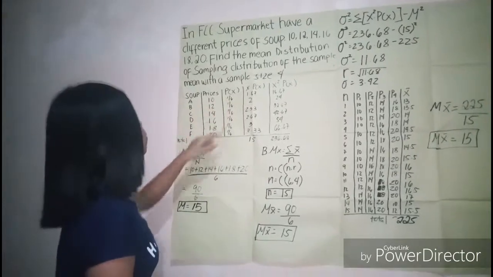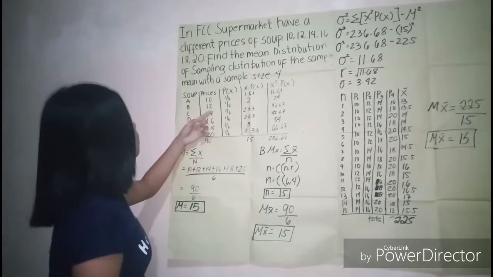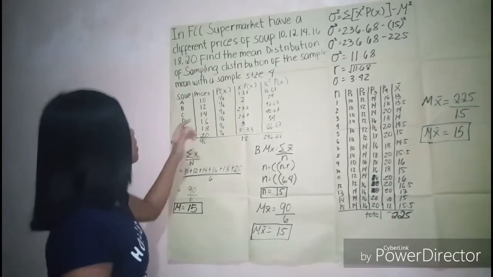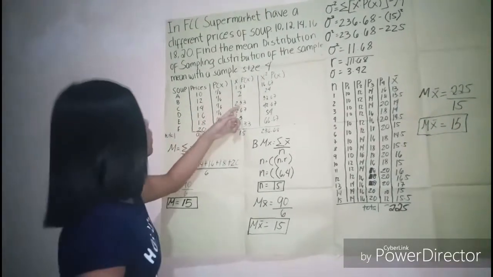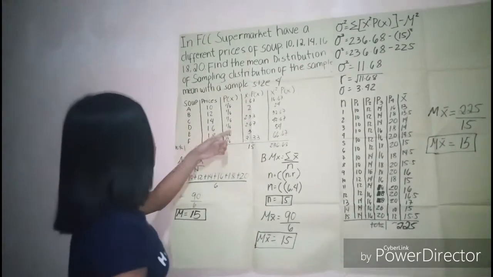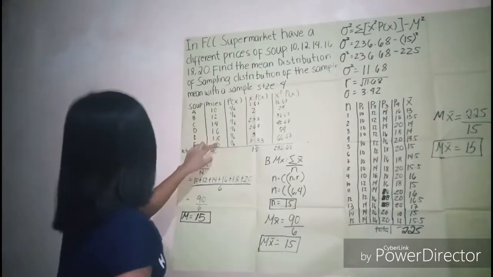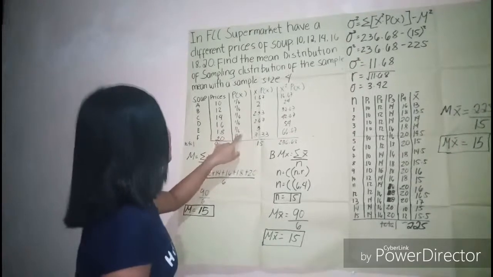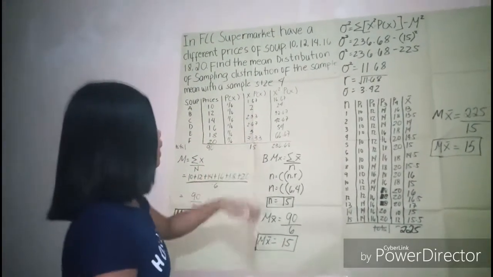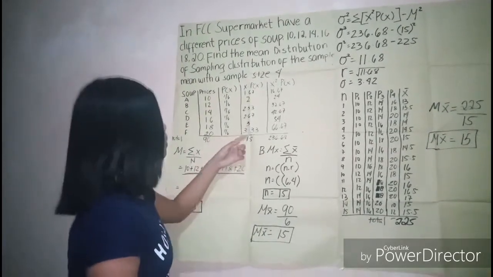10 times 1 divided by 6 is equal to 1.67. 12 times 1 divided by 6 is equal to 2. 14 times 1 divided by 6 is equal to 2.33. 16 times 1 divided by 6 is equal to 2.67. 18 times 1 divided by 6 is equal to 3. Then 20 times 1 divided by 6 is 3.33.